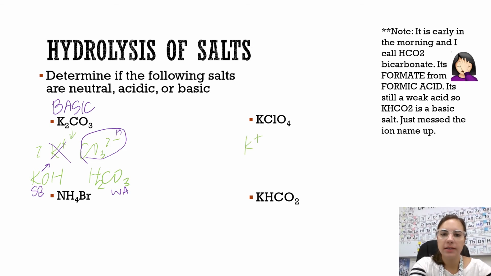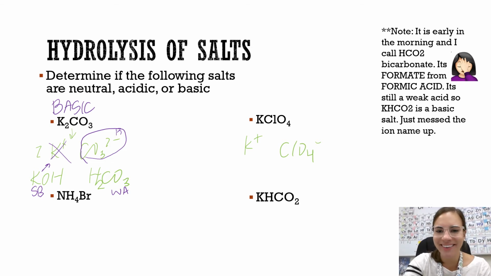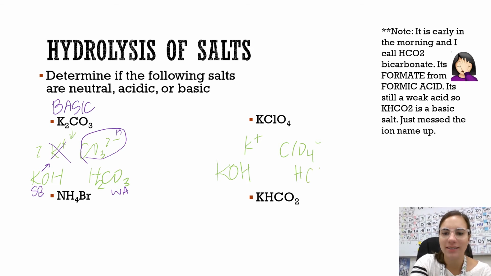Again, we've got potassium, and then we have the ClO4. Is it hyperchlorate? Bad chemistry teacher. Perchlorate. Okay. Sorry. So perchlorate, so perchloric acid. So this came from potassium hydroxide, and this came from perchloric acid.